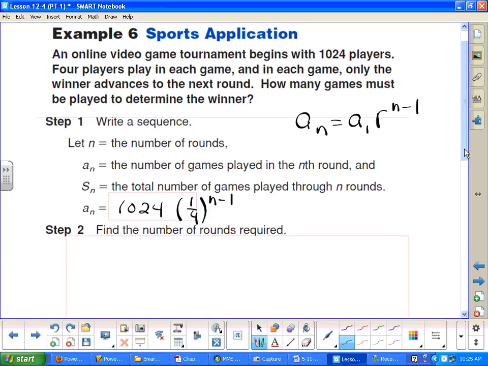Well, let's see. Wait a second here. All right. So it says online video game tournament is 1,024. 4 players play in each game, and in each game, only the winner advances to the next round. How many games must be played to determine the winner? Okay. So we're just trying to find the total number of games, right? Okay. But we need to know the number of rounds because we need to be able to find s sub n. Okay. And we don't know what n is. Right. So how can we figure out how many rounds are required to do this?